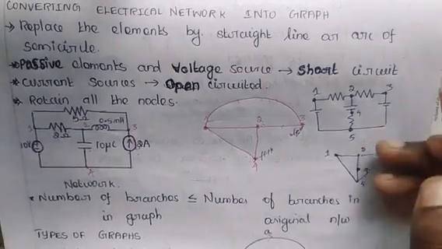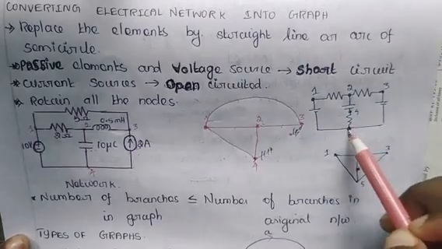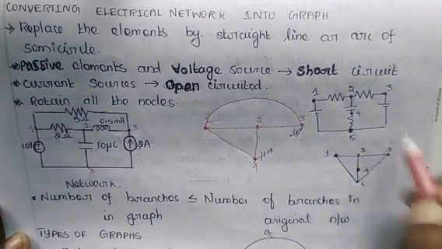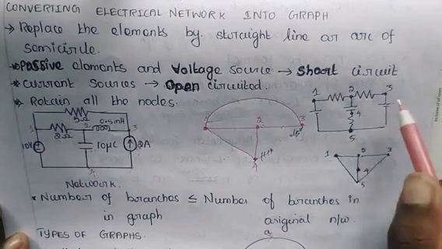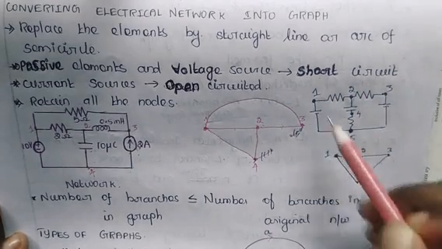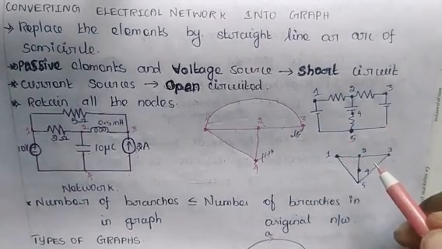Now consider another example. Look at this network. In this network there are 5 nodes, and I have mentioned all the 5 nodes by numbers in the graph. I have retained all the nodes, and I have short circuited all the passive elements, resistors and capacitors, and also the voltage source. Now count the number of branches.